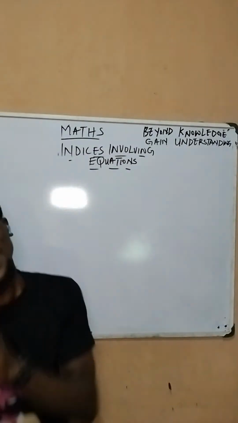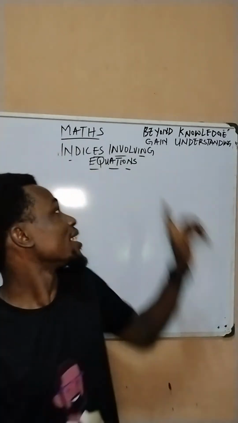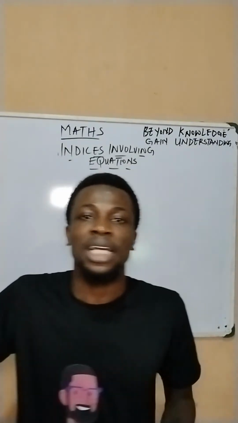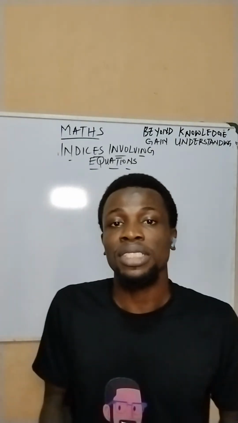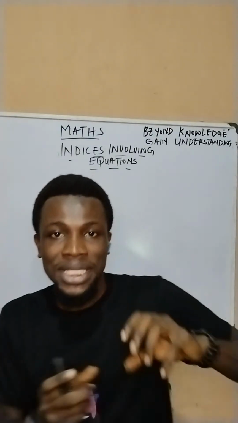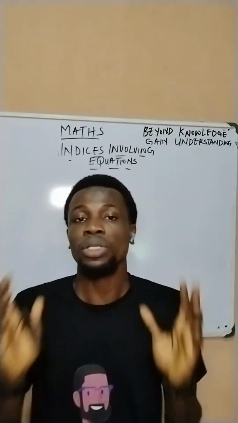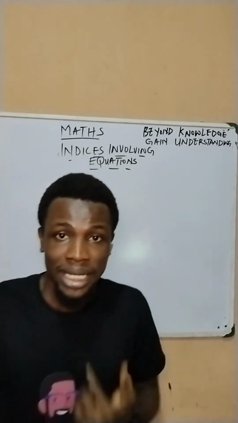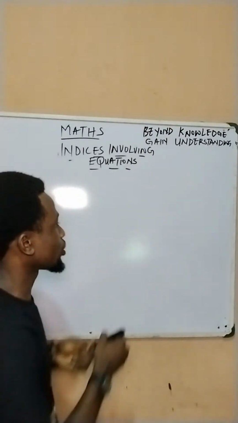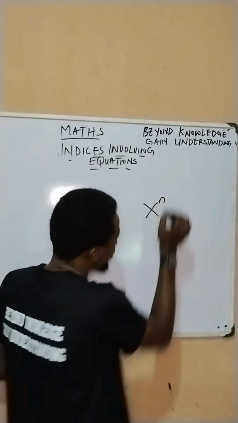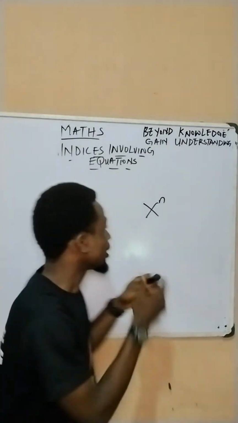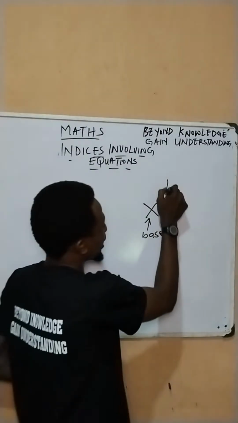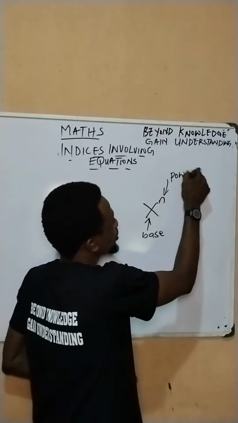So for this particular class, we're going to be discussing indices involving equation. We already have about 6 laws that govern indices, and all of these laws have to do with base and power, because the concept of indices thrives on two basic things: the concept of base and the concept of power. It goes in this form: if I have x raised to the power of n, this x here is known as the base, and the n here is known as the power.